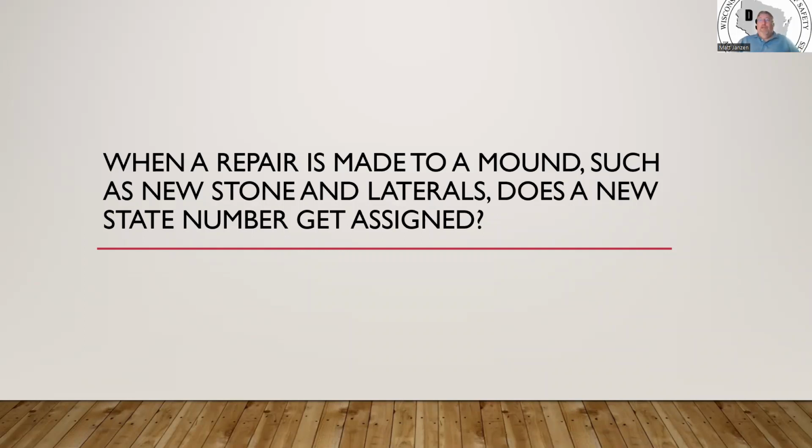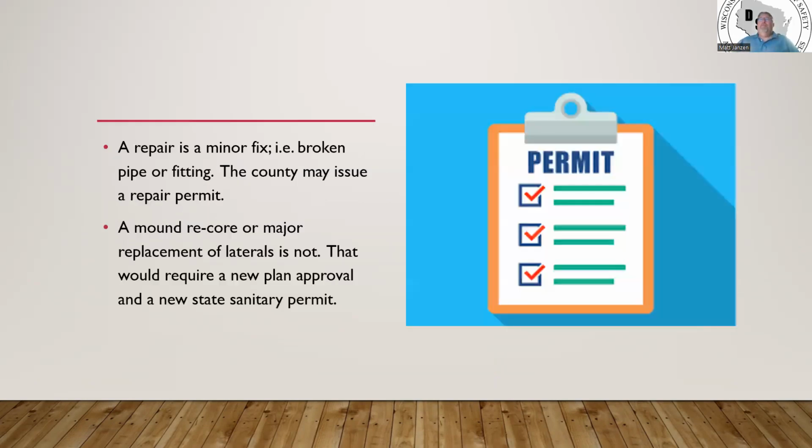The next question is, when a repair is made to a mound, such as new stone and laterals, does a new state number get assigned? So a repair is a minor fix, such as a broken pipe or a fitting. The county can choose, if they have it in their ordinance, to issue a repair permit. But if you're doing a mound recore or major replacement of laterals, that is not a repair.